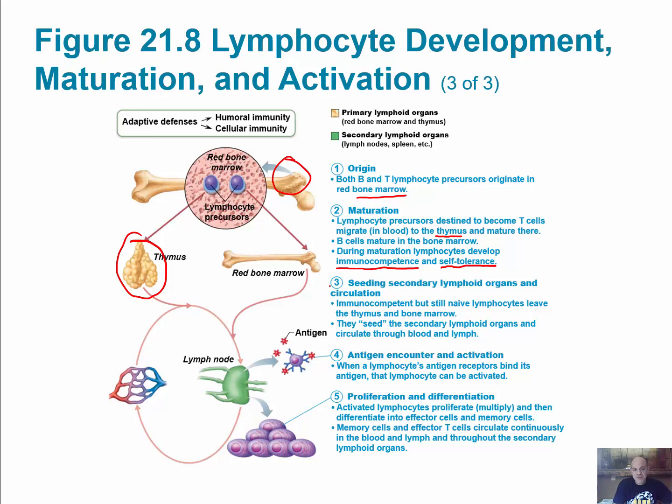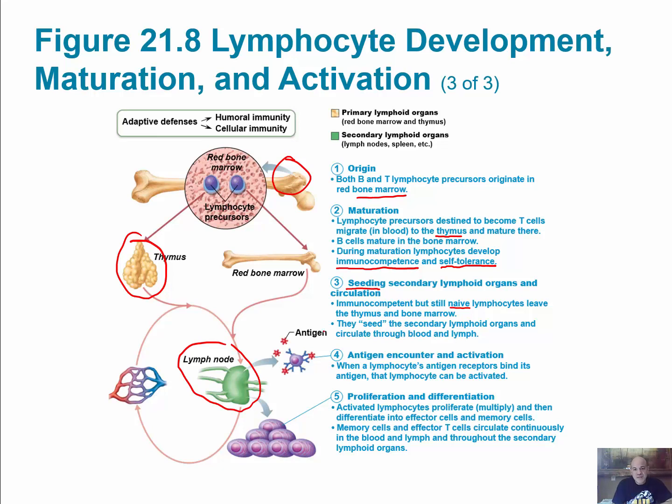Then we're going to go on to step 3. After maturation has occurred, these cells are going to move into secondary lymphoid organs. So seeding is going to occur. Here the immunocompetent but still naive lymphocytes, which means they're not activated yet, are going to leave the thymus and the bone marrow, and that's where they're going to seed the secondary lymphoid organs, like the lymph node, for example.